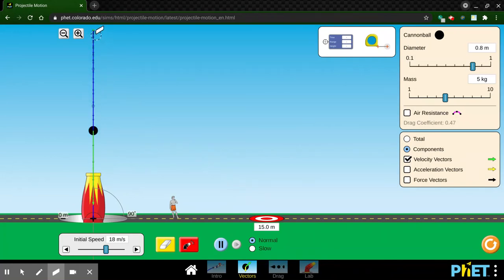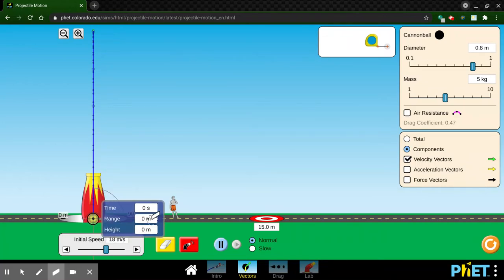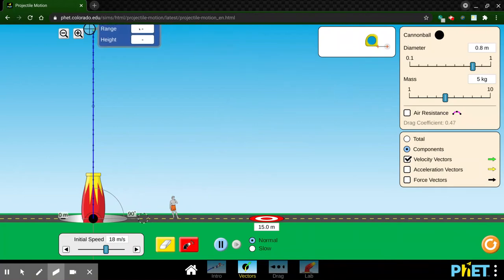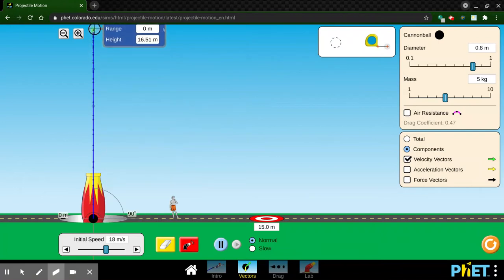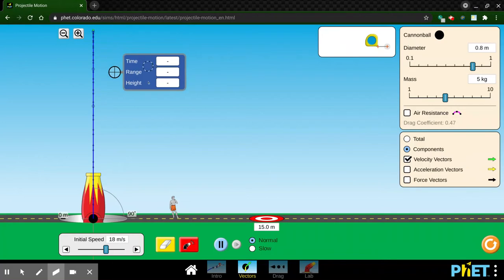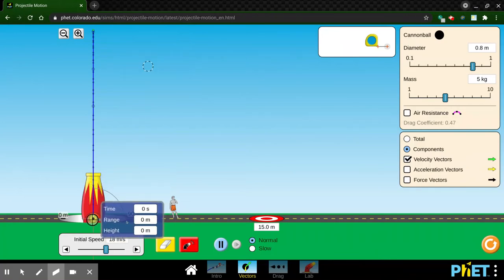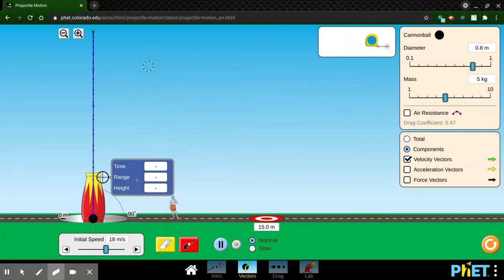So if you notice, the cannonball goes straight up and takes a long time to hit the ground, 3.67 seconds. The maximum height is 16.51 meters in this case. A 90-degree launch angle causes the largest amount of time in the air before hitting the ground and the highest peak distance off the ground, which we call the height, but the projectile has no range. It didn't go anywhere. It landed where it started.